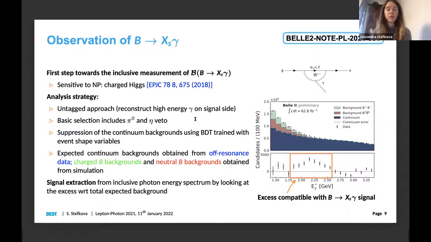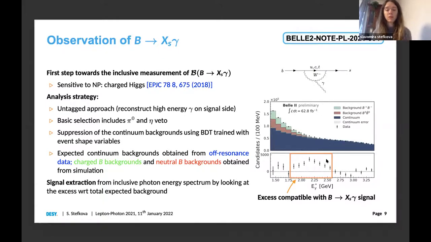And like in the exclusive case, we have our selection and reconstruction. It includes pi zero and eta vetoes as well as the BDT. In order to extract signal here, we look at the inclusive photon energy spectrum, and we subtract from there our total expected backgrounds. So for the continuum backgrounds, we use the off-resonance data, and for the B backgrounds, we get the templates from the simulation.